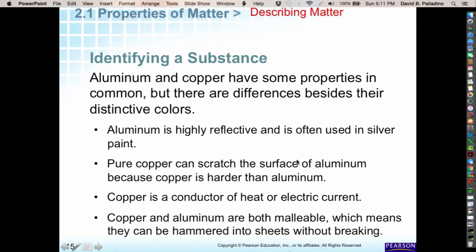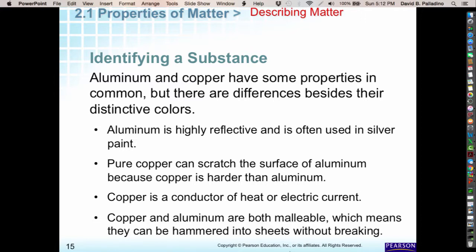All right, let's go back to our aluminum and copper examples. They have a lot of things in common. They're metals, okay? So they have things that are very similar. Both of them, we can make sheets of copper, we can make sheets of aluminum, so we can press them out or hammer them out. Aluminum, we know, can be polished very nicely and can be very reflective. And sometimes they put it in aluminum paint, a silver paint. Copper is harder than aluminum, and it can scratch the surface of aluminum.